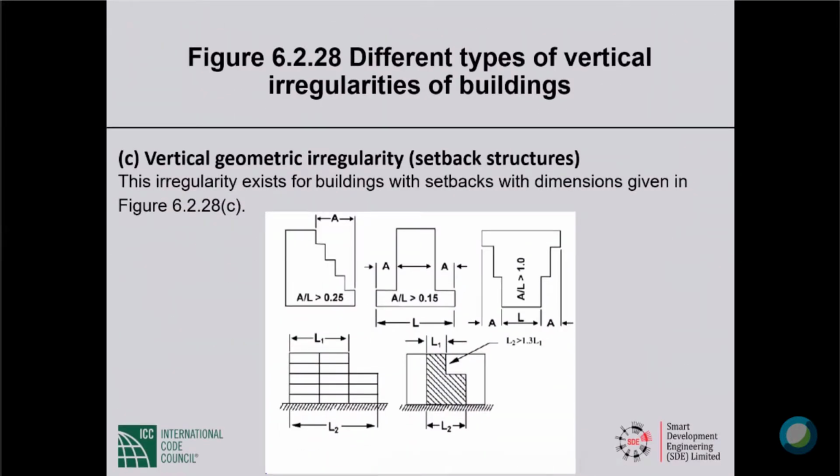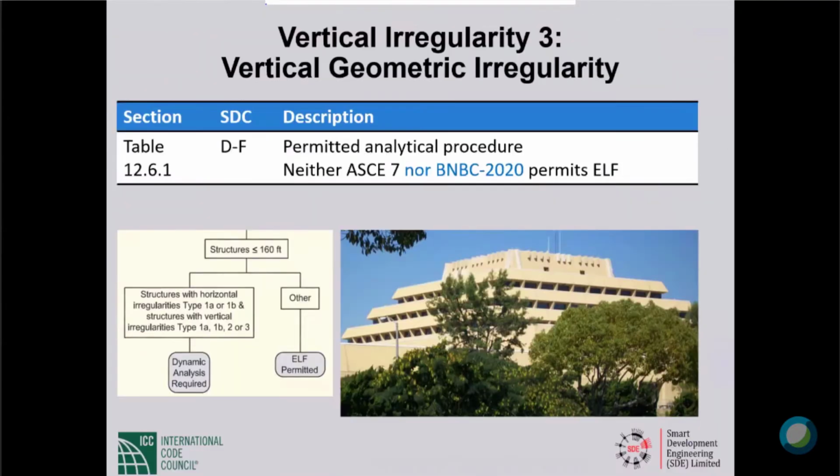Okay, this is a definition that BNBC has altered. It has changed the definition. In BNBC 2020, the vertical type 3, the vertical geometric irregularity, is defined as this irregularity exists for buildings with setbacks with dimensions given in the figure that you see in the picture. I'll let you study that, but I did want to point out that this is a change that BNBC has made to the ASC 705 definition of this particular irregularity, vertical type 3, the vertical geometric irregularity.